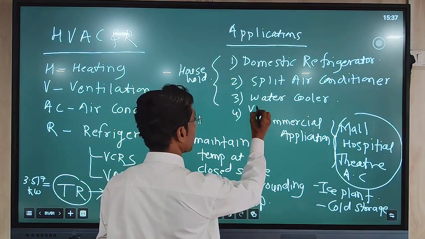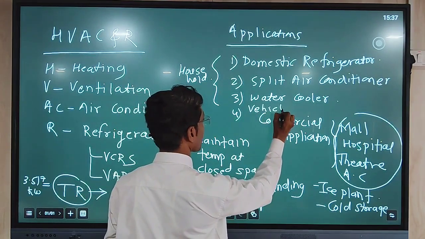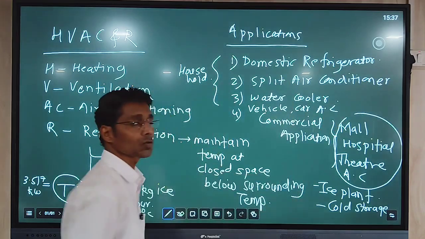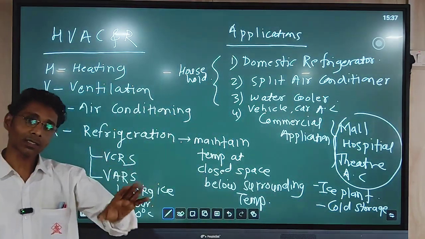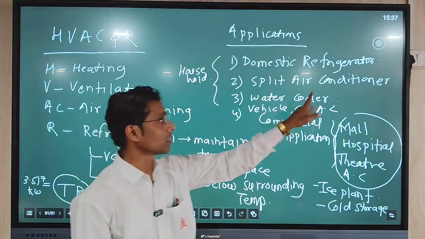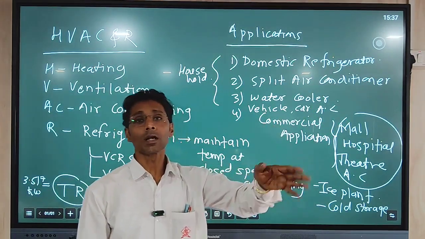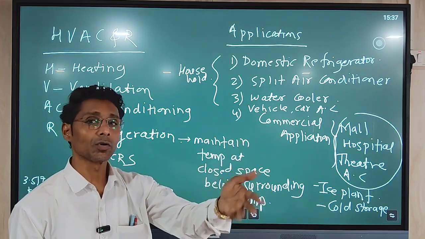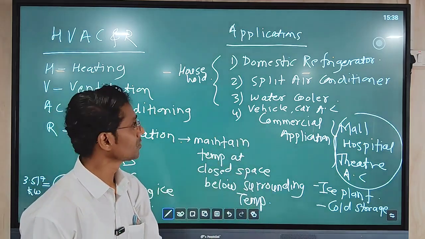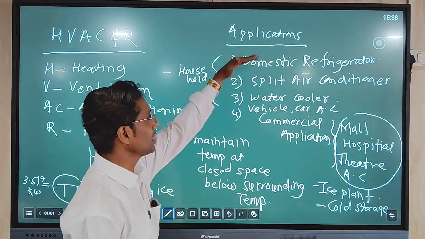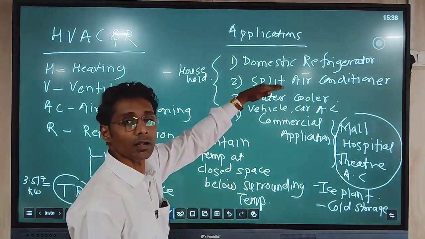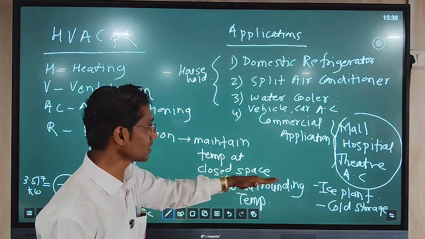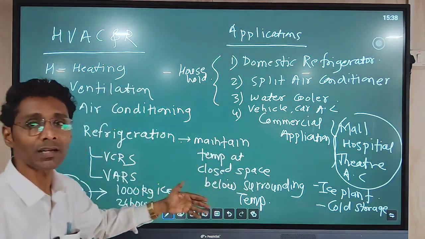In vehicle, car, here also depending upon the car size, normally the air conditioning capacity is of above 1.5 TR to 3.5 or 4 TR. So these all applications are having TR value less than 25, and commercial applications are having value more than 25 TR.